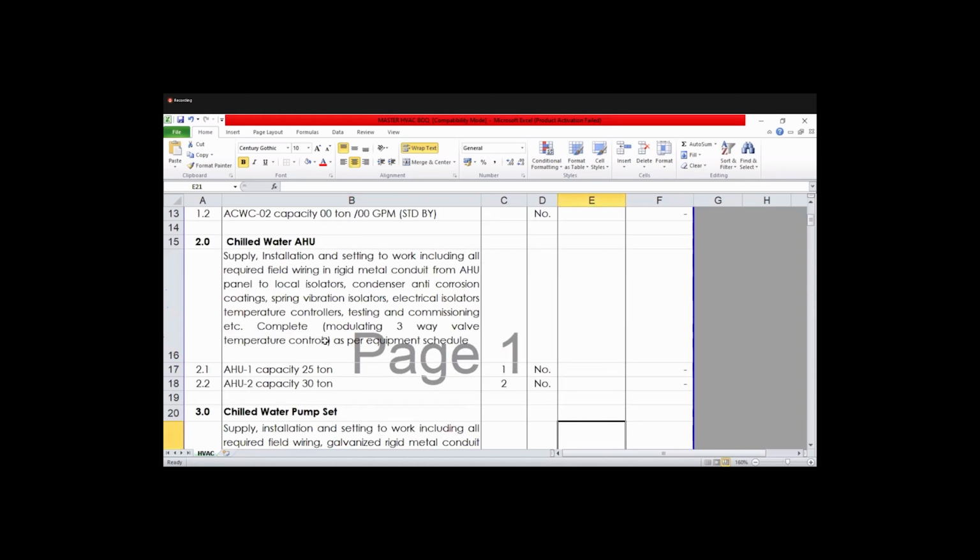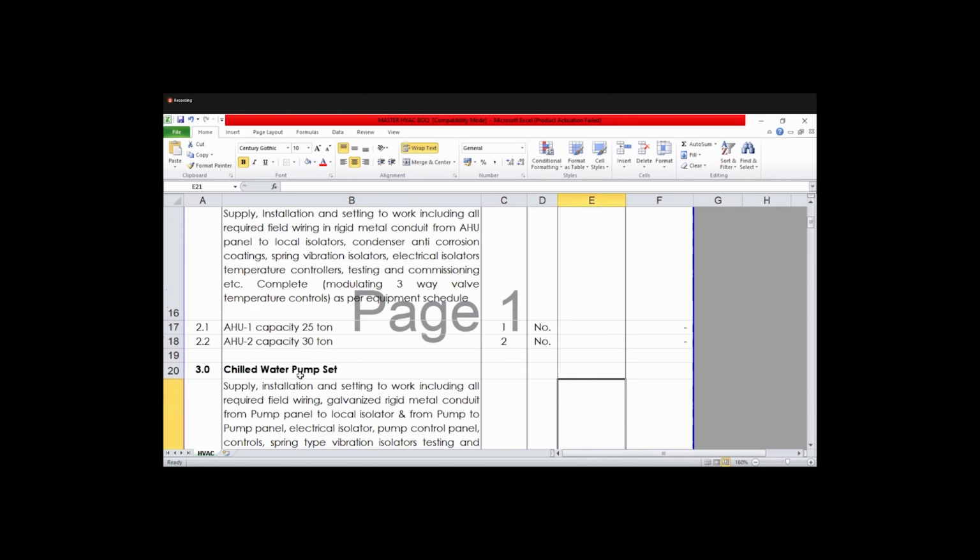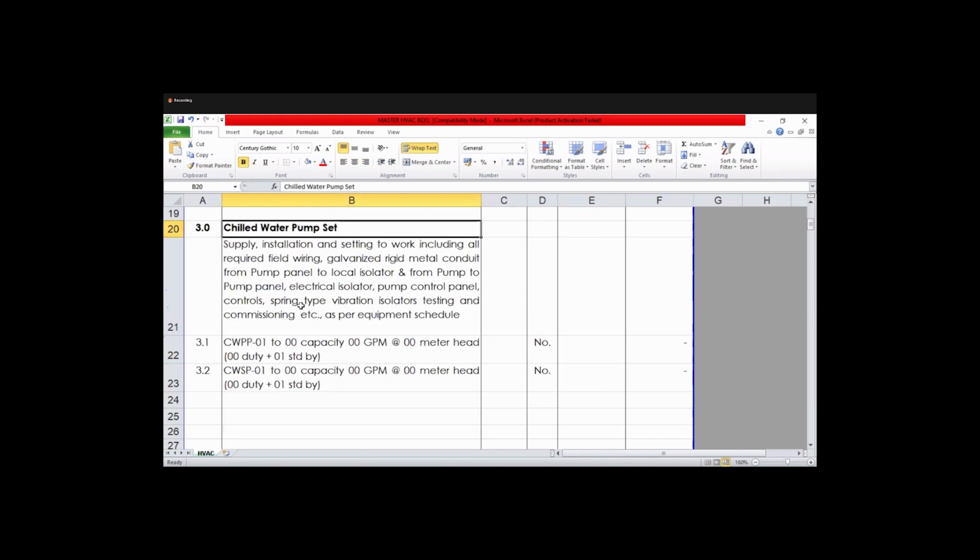So the next is the chilled water pump set. For the pump set we have to mention what the specifications are. The same specification: supply, installation and setting to work, including all required field wiring, meaning the cable termination part from the panel to the pump, the galvanized rigid metal conduit from pump panel to local isolator. So the conduit in which these cables are running should be galvanized rigid metal.